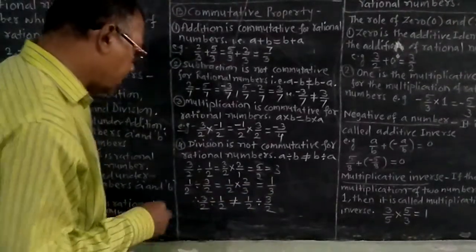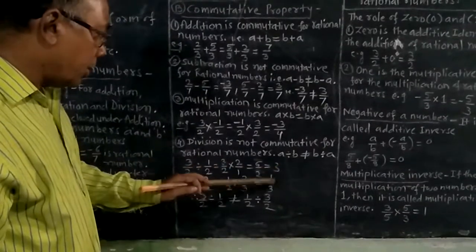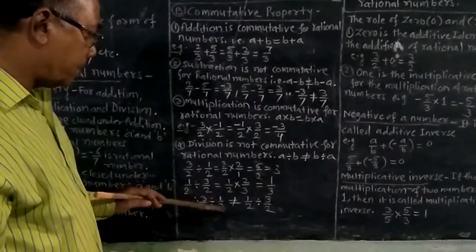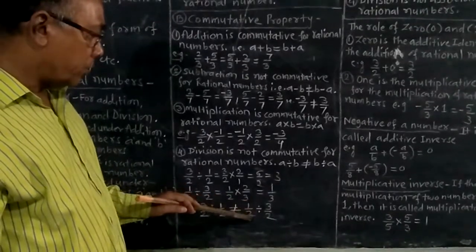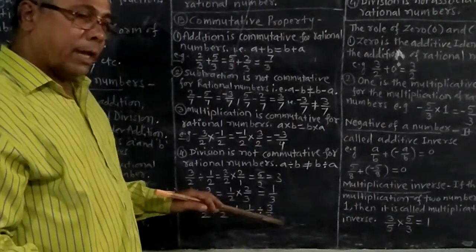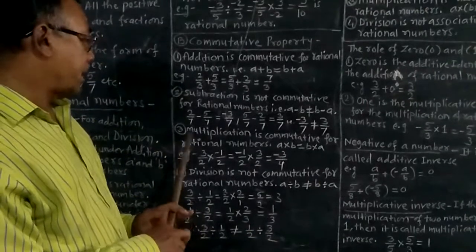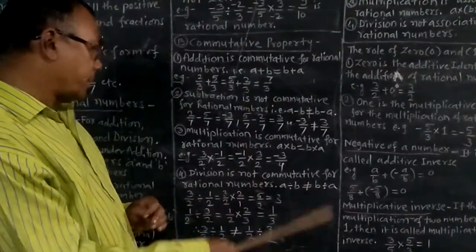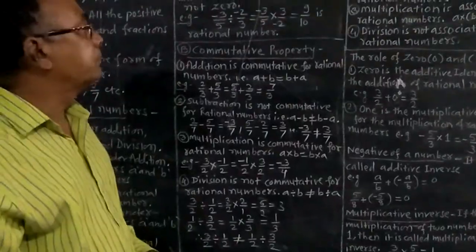Here it is seen that 3 is not equal to 1 upon 3, and therefore we can say that 3 upon 2 divided by 1 upon 2 is not equal to 1 upon 2 divided by 3 upon 2, and therefore we can say that multiplication division is not commutative for a rational number.